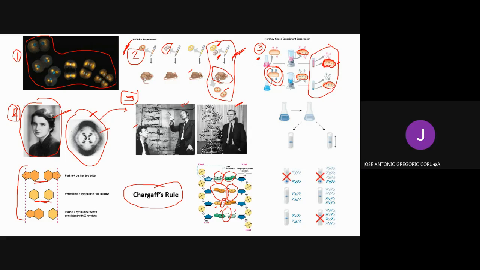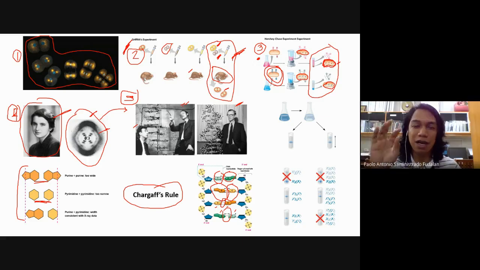In summary, Chargaff's rule is that the amount of pyrimidines present in a double-stranded DNA is equal to the amount of purines in the double-stranded DNA. Okay, so that is a bit general, no?